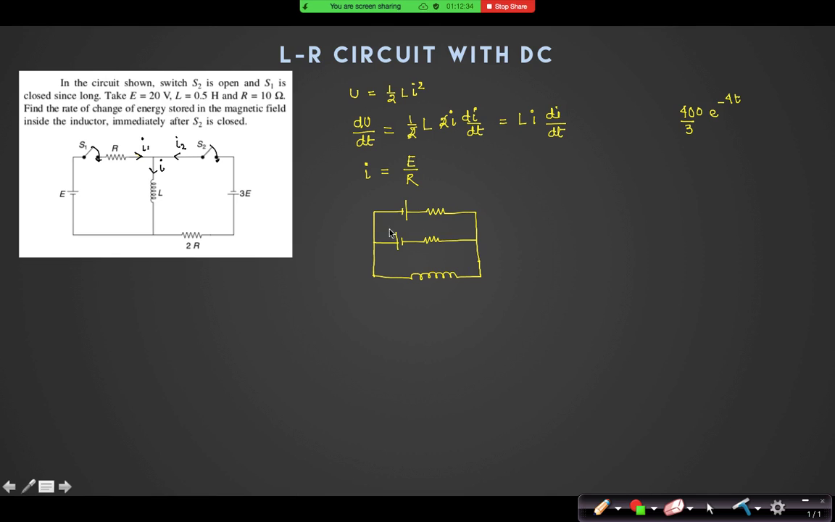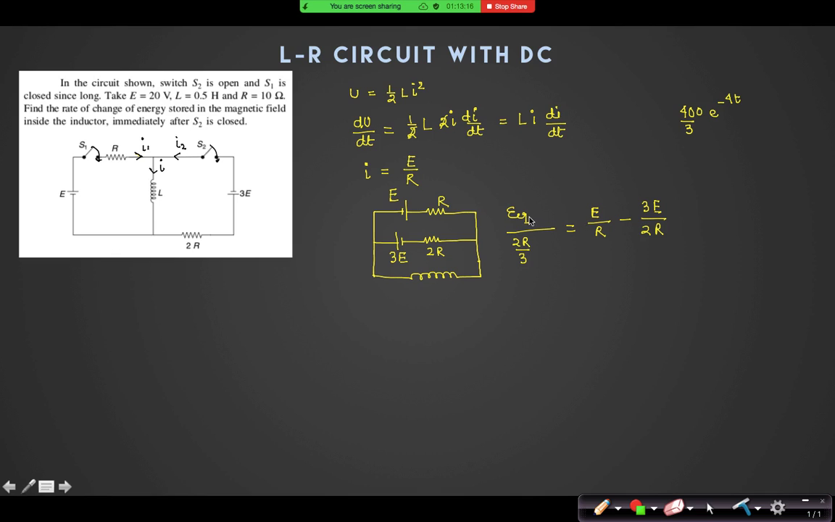Yes or no? So what is the EMF? This is E. This is 3E. And this is R. This is 2R. So if I take this 3E negative, E positive, so E equivalent by R equivalent, R equivalent is 2R by 3, is equal to E by R minus 3E by 2R. Do you remember this formula or not?